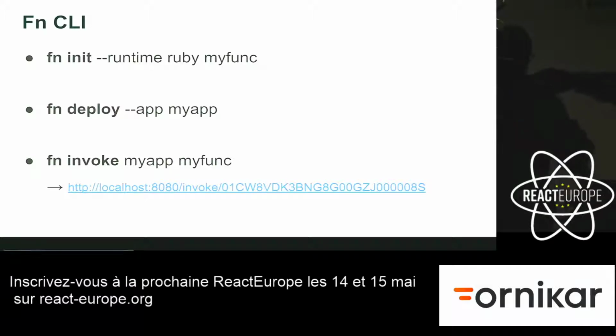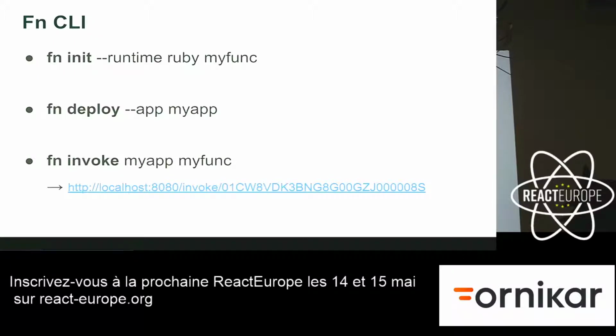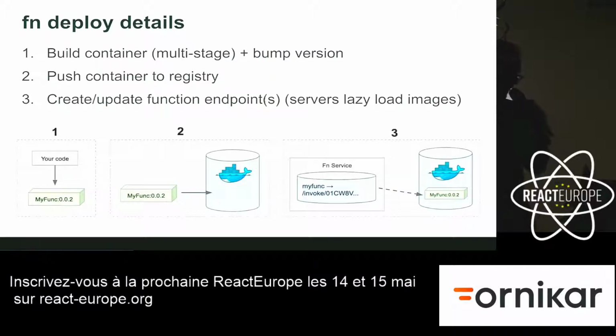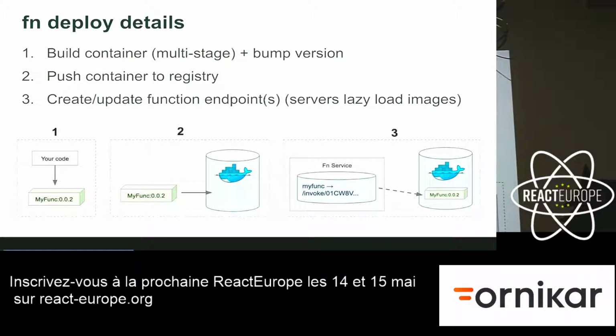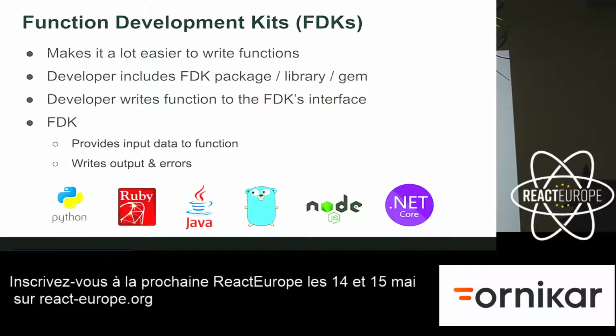So, as I say, you've got the CLI, you can do fn init, you specify which runtime you want, you can deploy within an application, you can do the invoke, you can also do curl to this really nice memorable URL, which you'll get one of that sort for each kind of function that you do. So as I say, what happens at the deploy is we do a multi-stage build of the container, we actually bump the version within the file, we push the container to the registry, and we create or update our function endpoints.